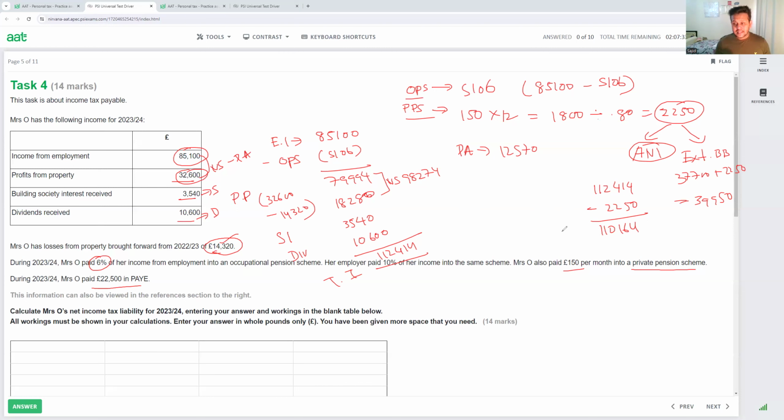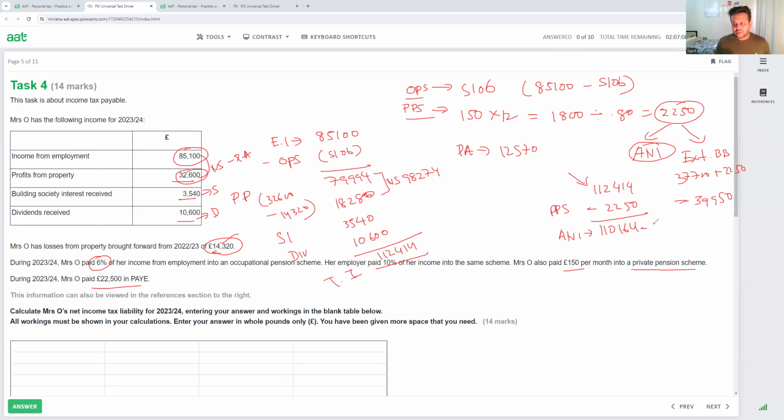Remember that this amount is only for finding how much personal allowance we have. Remember that this ANI, adjusted net income, is not for calculating the tax. The tax still needs to be calculated on 112,414. I still need to pay the tax on my total earning. But this 110,164 is only to find out how much personal allowance I need to reduce. That's all. So that's PPS.